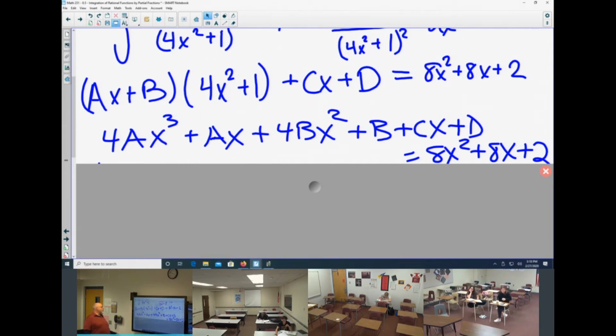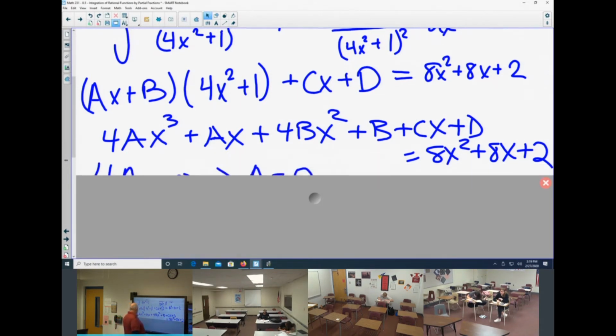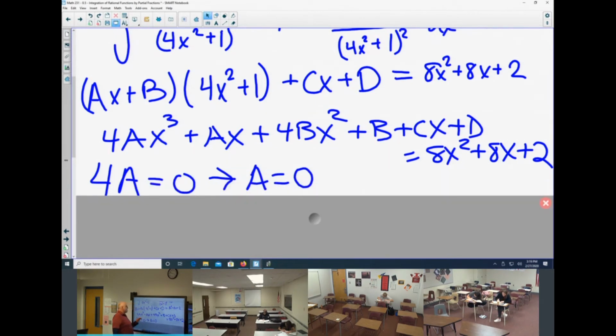Okay. Actually, let's start with the x cubed. We have 4ax cubed equals, there's no x cubed over here. So what would that mean? Would it just be equal to 0x cubed? Right. So then what would that mean? A is 0. Yes. Very good. So 4a is equal to nothing, 0. So if 4a equals 0, that means a is equal to 0. That's your first thing, for x cubed. Now let's do the one with x squared.